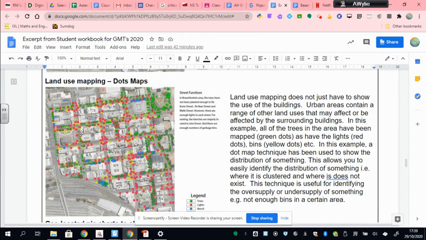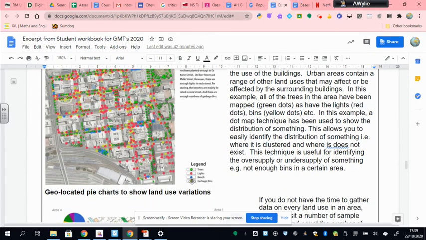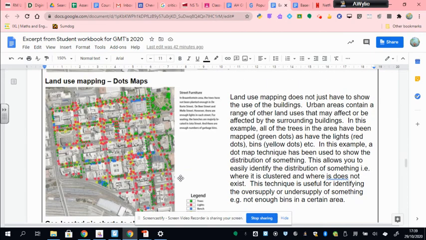Okay, this technique is a little bit different. This is using a different type of land use here. Instead of looking at buildings, we're looking at other land uses. So for example, we're looking at trees, lights, benches, bins, and where they're located across an urban landscape. And these obviously are land uses and therefore relevant. And we're using dots and different color dots to present that data.